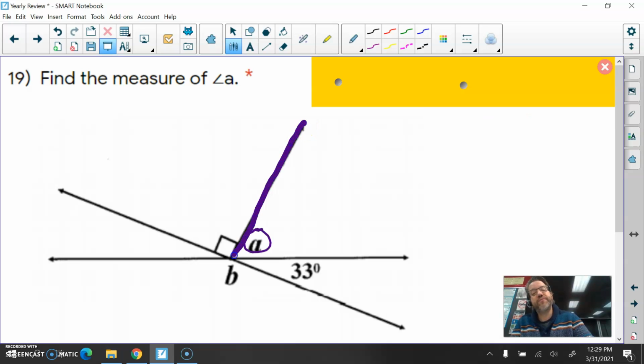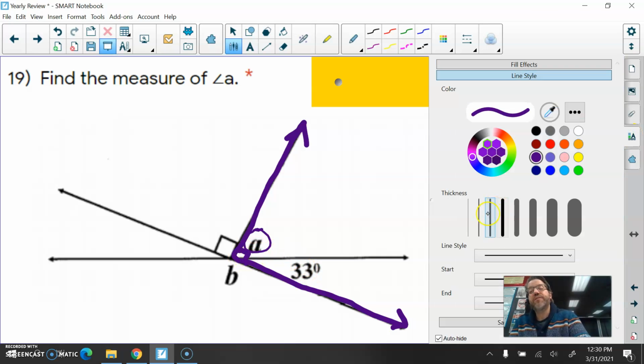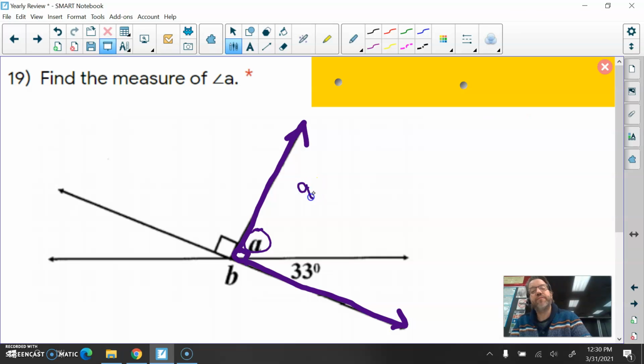This angle right here is a 90-degree angle. I know that because this angle over here is 90 degrees. And so this has to be 90 degrees to equal 180 degrees, which forms this straight angle here. So since this totals 90 degrees here, if this part is 33 degrees, I could find that part by subtracting 33 from 90. So I'm going to do that, 90 minus 33. That'll give me the measurement of angle A.